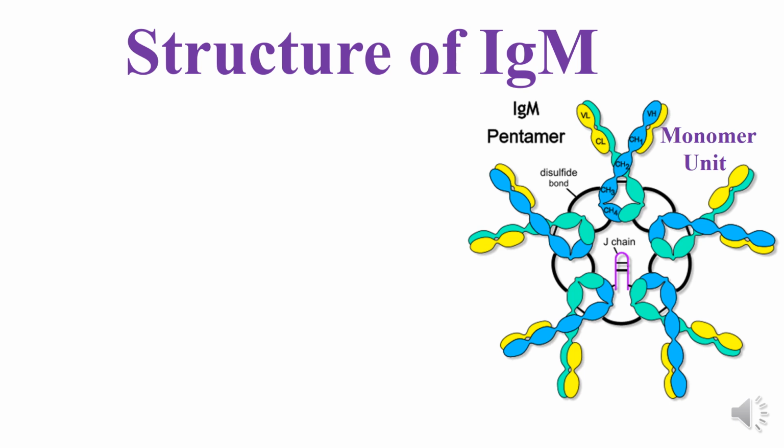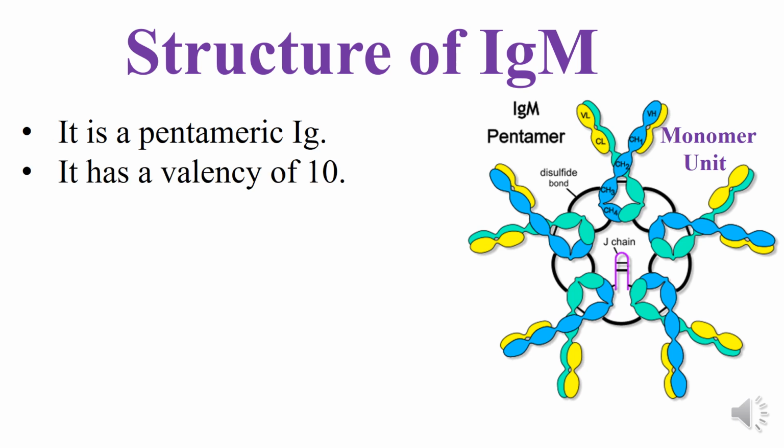Let's take a look at the structure of immunoglobulin. You can already see the picture over here. So it is a pentameric molecule, as you can see. It's the pentameric immunoglobulin, which is made up of 5 monomeric units. Because it is made up of 5 monomeric units, it has a valency of 10, which means each unit binds to 2 antigens, and therefore 5 units will be able to bind to 10 antigens.